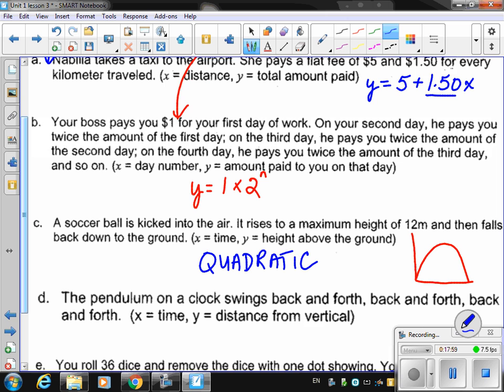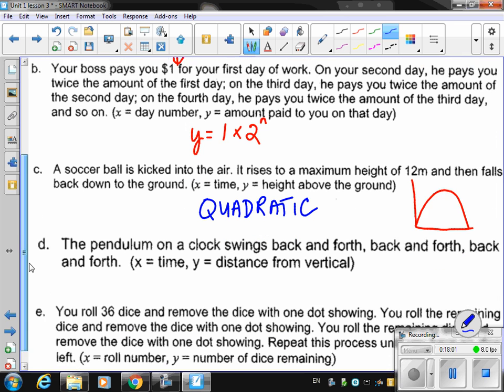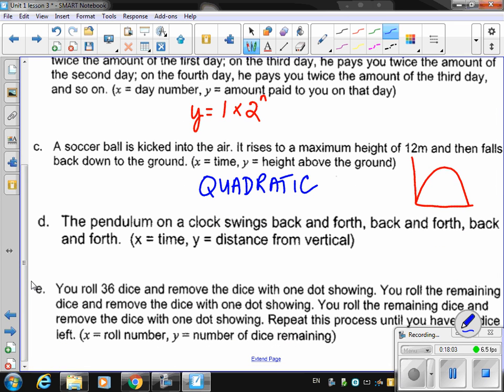The pendulum on a clock swings back and forth and back and forth, and our y value is the distance from vertical. So if you have something that goes over and over again, and you could graph it so that it looks like close to vertical, away from vertical, close and away, over and over again, that is a periodic function.